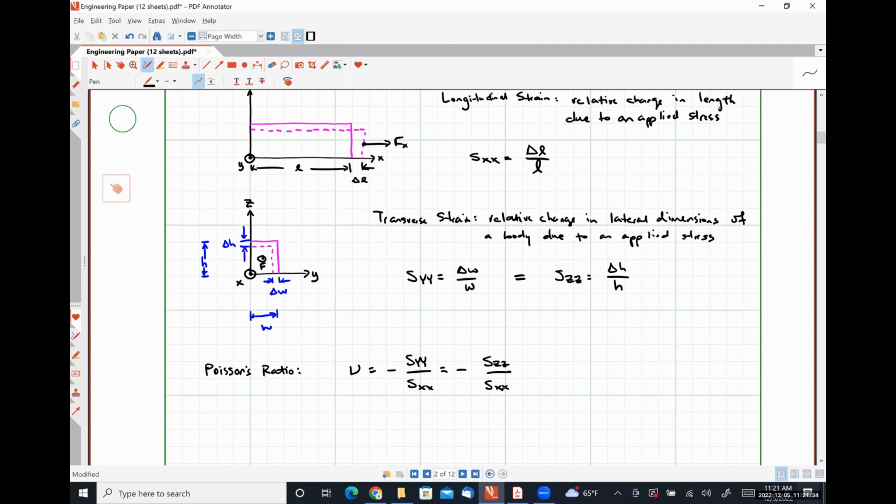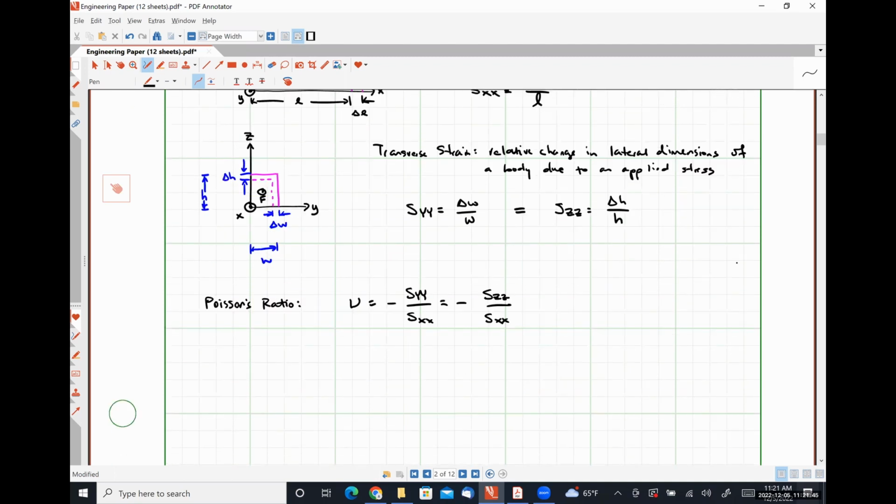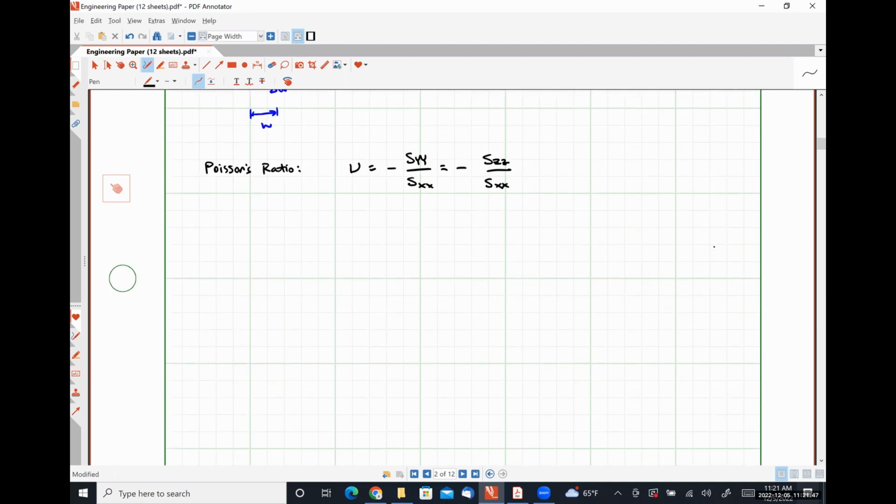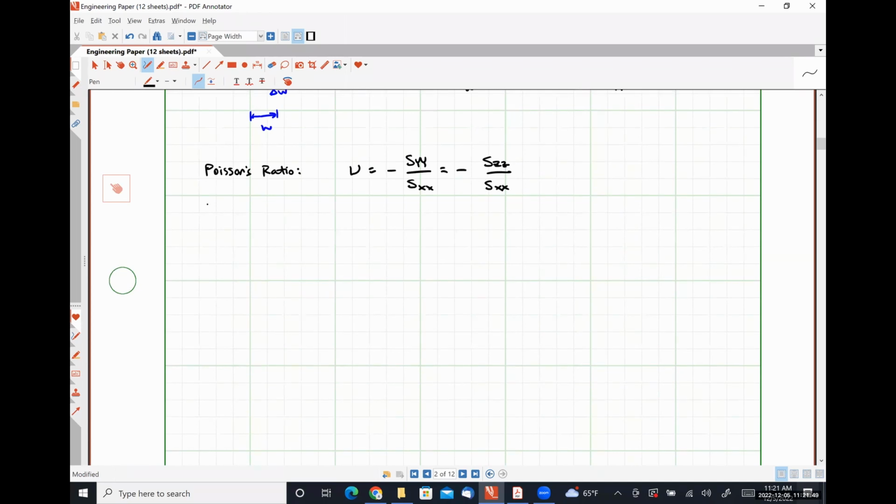All right. So these are our normal strains. Now let's take a little bit to talk about shearing strain. So shearing strain. Let me move this down one.